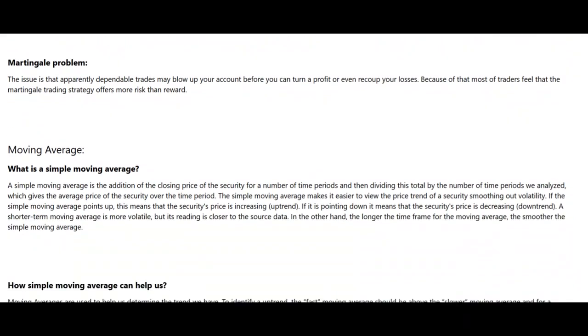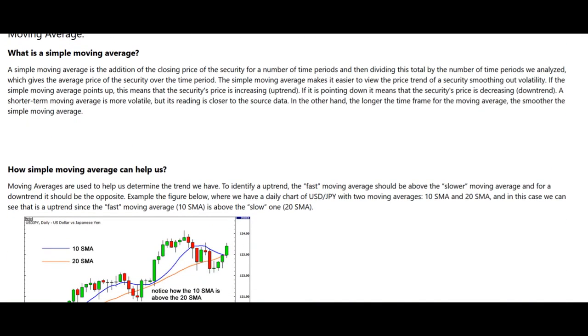Let's talk about moving average. What is a simple moving average? A simple moving average is the addition of the closing price of the security for a number of time periods, and then dividing this total by the number of time periods we analyzed, which gives the average price of the security over the time period. The simple moving average makes it easier to view the price trend of a security, smoothing out volatility. If the simple moving average points up, this means that the security price is increasing, meaning uptrend. If it is pointing down, it means that the security price is decreasing, downtrend.